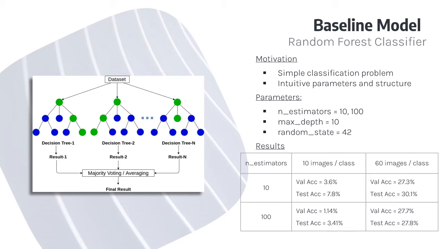We found validation and test accuracies for dataset configurations of 10, 20, 30, and 60 spectrograms per class. More images correlated with higher accuracies, while more trees in the forest had the tendency to cause overfitting to training data, giving us lower validation and testing accuracies.